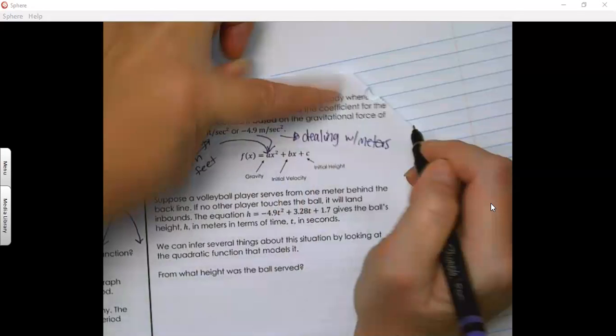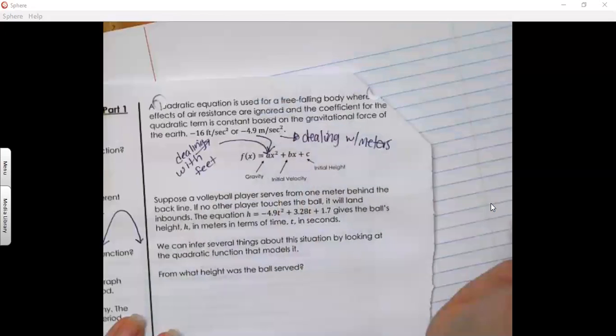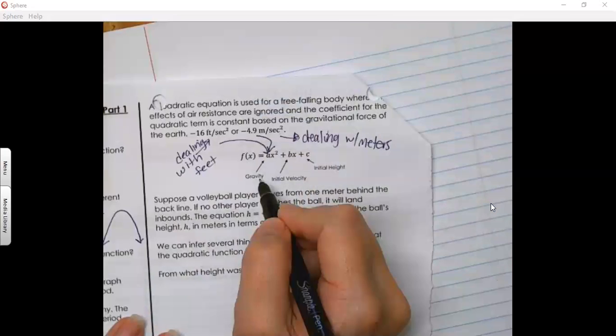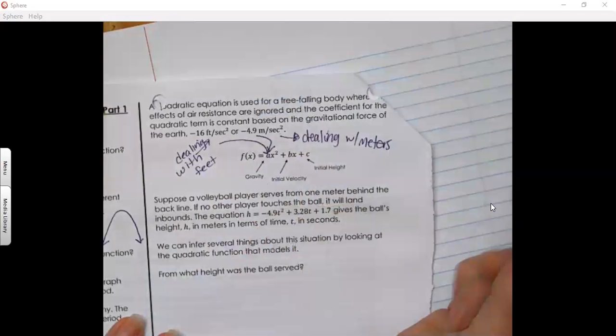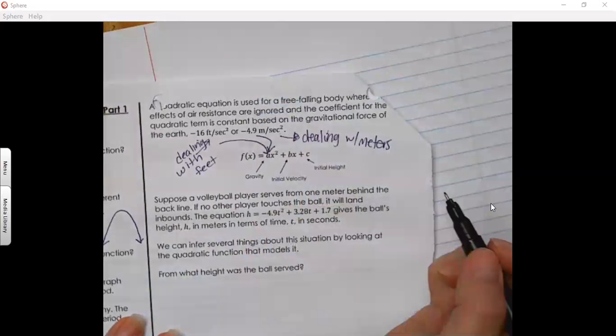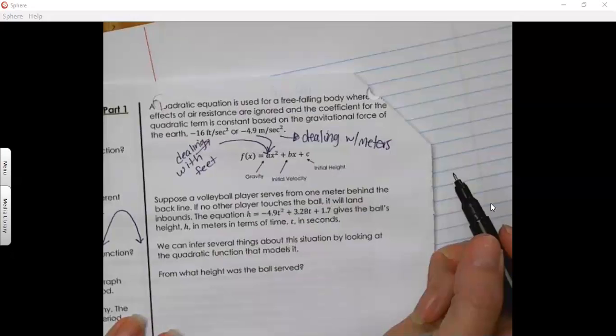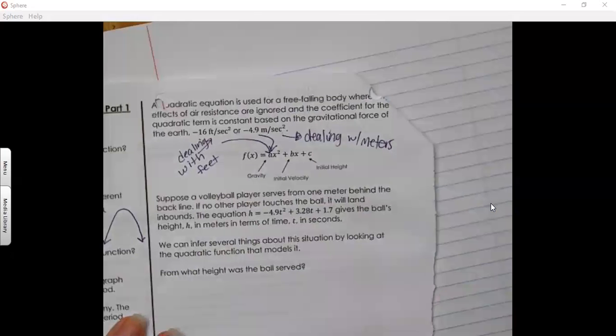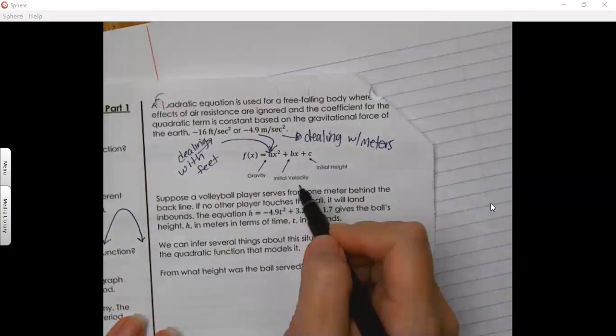Your gravity, the A coefficient of your quadratic term, that's your gravity. When we're talking about gravity problems, it's either going to be -16 or -4.9. Quadratics aren't always about gravity, because we've done a lot of quadratics where A wasn't -16 or -4.9. True. This is just when you're talking about gravity, okay? Your coefficient of your linear term, that is your initial velocity.